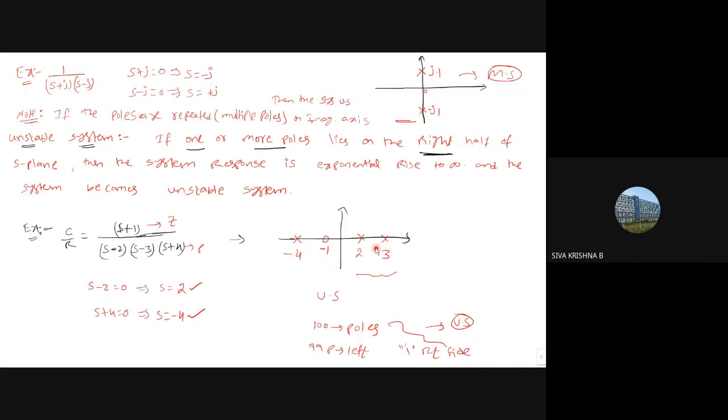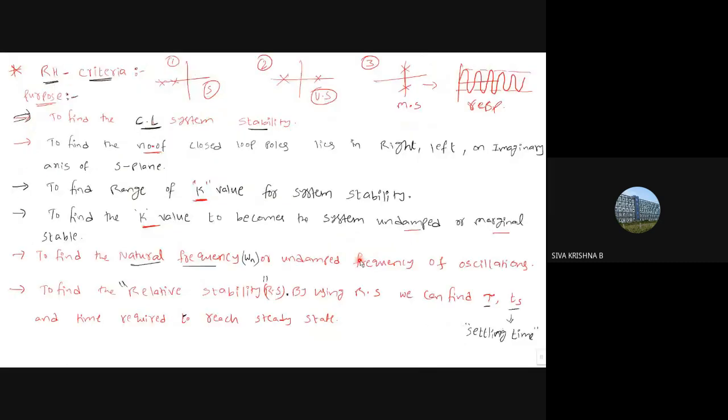Similarly, unstable means even, I already told you, suppose there are 100 poles in total. See here, 100 poles, 99 poles are on the left side, but even if one pole is on the right side, that system becomes unstable. Okay, at least one pole is on the right side, one pole or zero. Then that type of system becomes unstable.